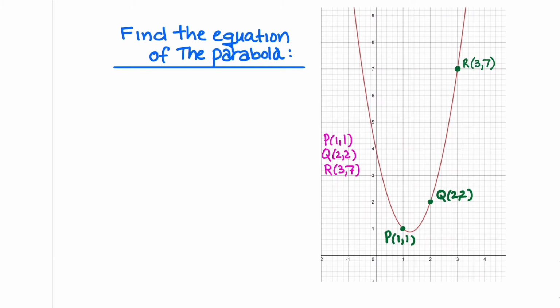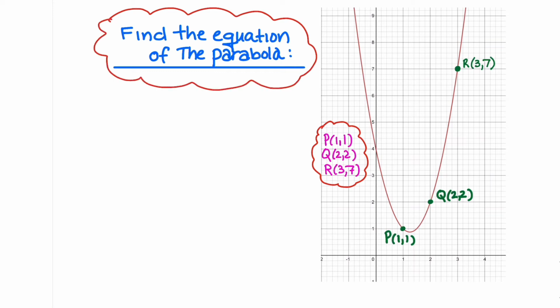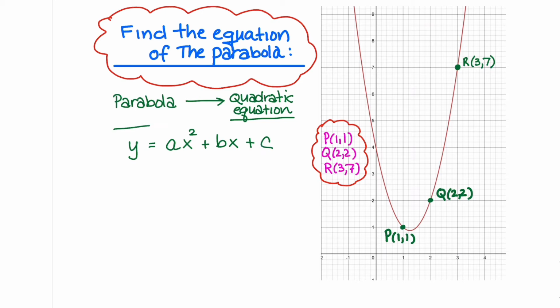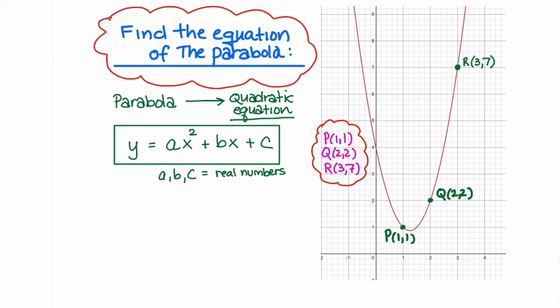Next, let's find the equation of the parabola shown here, where 3 of the coordinate points on this particular parabola are given. So we have 3 points, 3 values of x and y that satisfy our quadratic equation, which in general is given by the formula y equals ax squared plus bx plus c, where a, b, and c are just real numbers. And that's actually the goal of our problem, to find those coefficients, those real numbers, so that we know what the exact equation of this parabola will be.